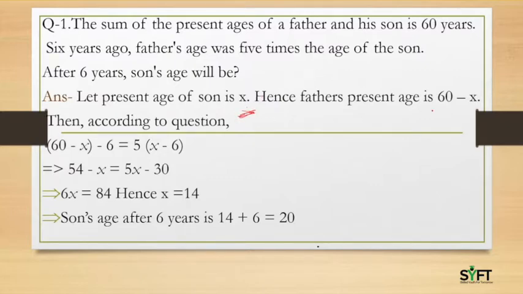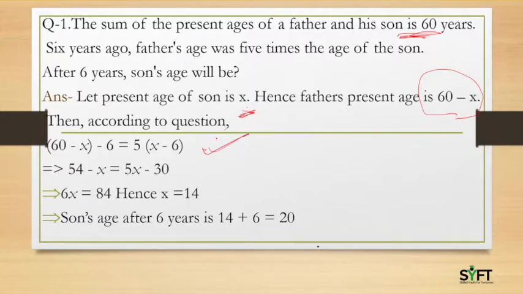Hence, the father's present age is 60 minus x, because the question says the sum of the present ages of the father and his son is 60. Addition is 60. So if the present age of the son is x, then the father's present age is 60 minus x. Then according to the question, 60 minus x minus 6 is equal to 5 into x minus 6. Why? 6 years ago, the father's age was 5 times the age of the son. It was given.